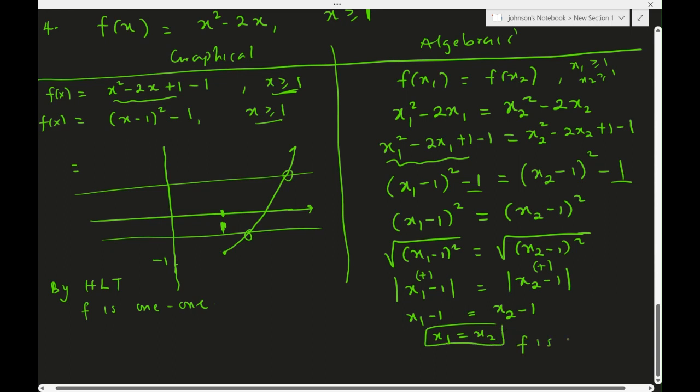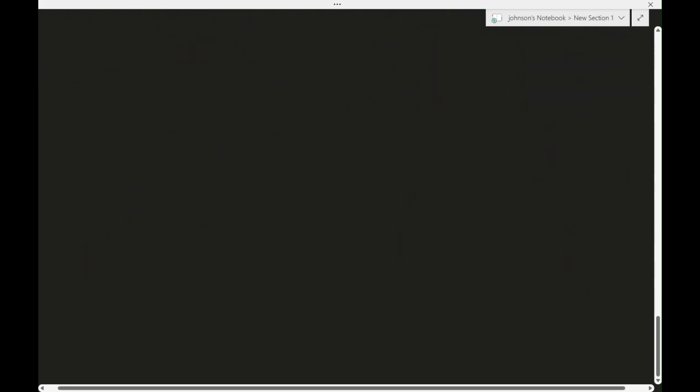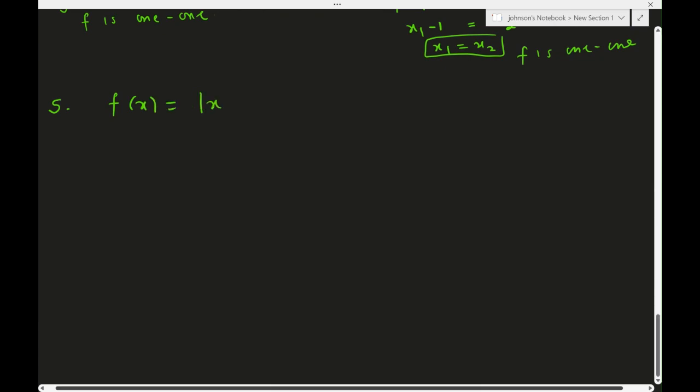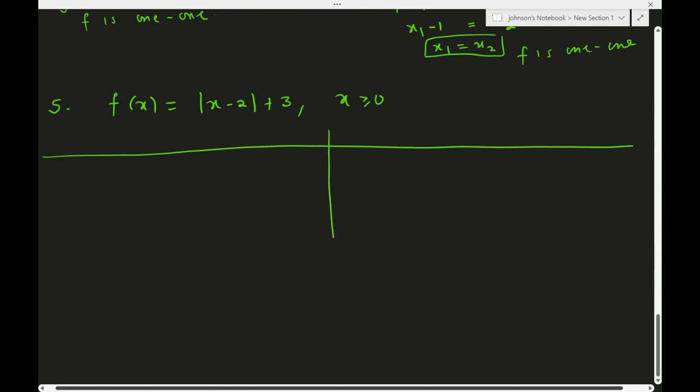So f is one-to-one. Then lastly, question number 5. Question number 5 deals with the absolute value function. f of x equals the absolute value of x minus 2, plus 3. But here we have a condition that x is greater than or equal to 0.